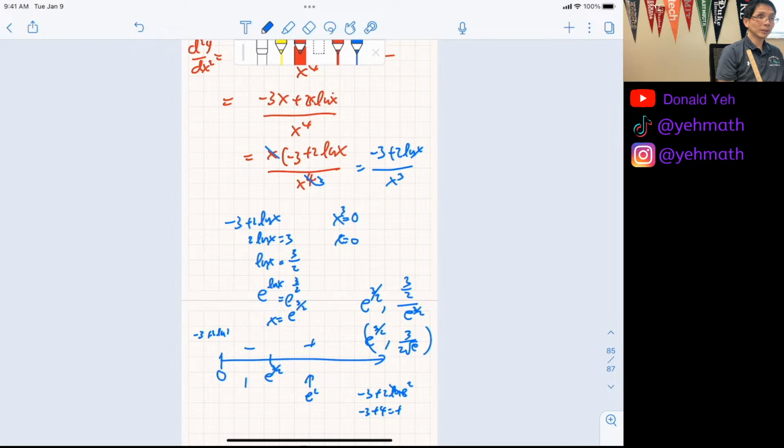Vincent, you okay? You get it? Is it e to the third or just square root e? 3 over 2? Yeah, e to the... Oh yeah, this is 3, right?